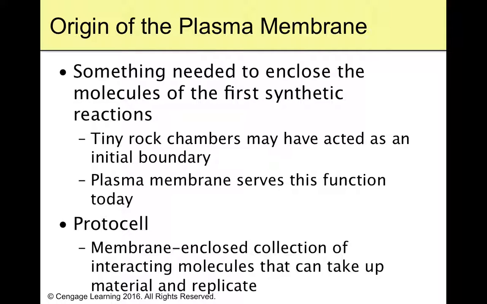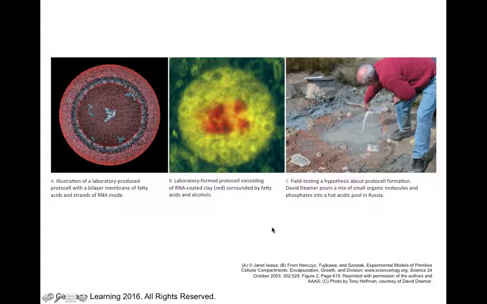And so we need something to enclose the molecules. Right now we're thinking tiny rock chambers might have been a boundary, but really sometime between then and now we need a plasma membrane. That's made of lipids, and so we're not really sure where that came from. There's ideas, but we don't really know. A protocell is a membrane-enclosed collection of interacting molecules, and these molecules can replicate themselves and hopefully replicate the protocell, and that'd be about it. But we need a membrane and we need some stuff in there, so that's a protocell.